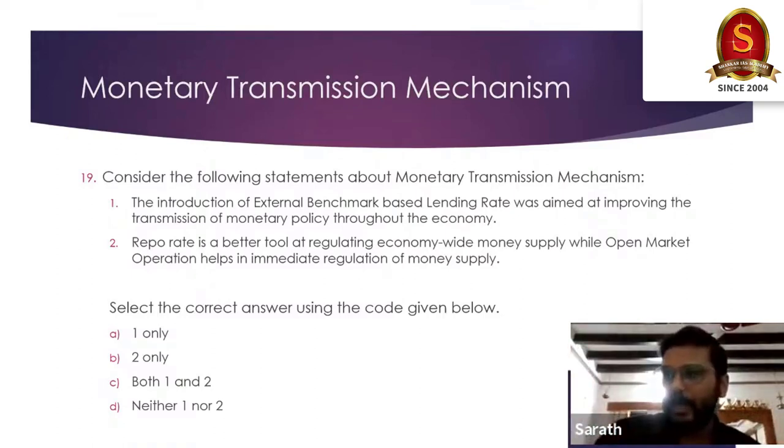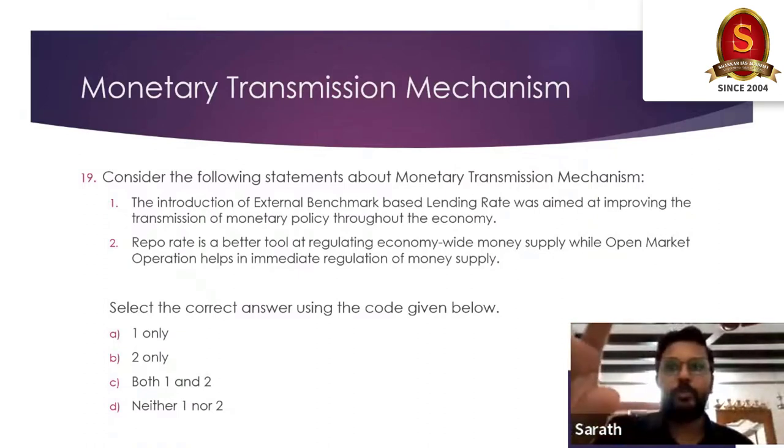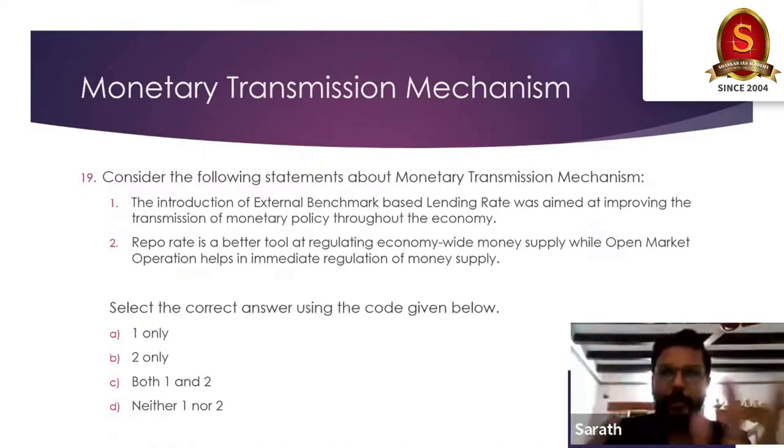Linking the rate at which banks give loans to common people with an external factor like repo rate was intended to improve the transmission of monetary policy. Second, open market operation. RBI announces that next week, Friday, we are going to borrow 10,000 crores from the market or sell G-Secs worth 10,000 crores to the market. Immediately, they can reduce or increase the money supply in the economy through open market operation.